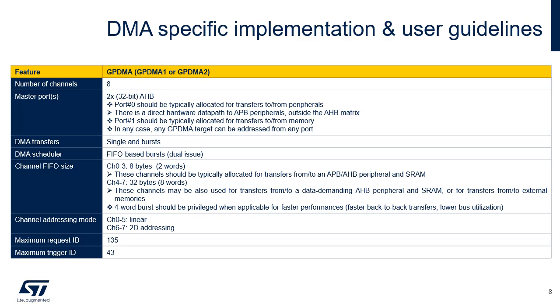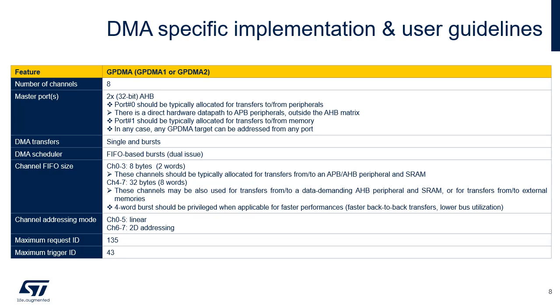Port 0 should be allocated for transfers to and from peripherals because there's a direct hardware data path between this port and the APB peripherals outside the AHB matrix. Port 1 should be allocated for transfers to and from memory, which are performed through the AHB interconnect. This is a typical usage. The user is free to select the ports used to access the source location and the destination location.